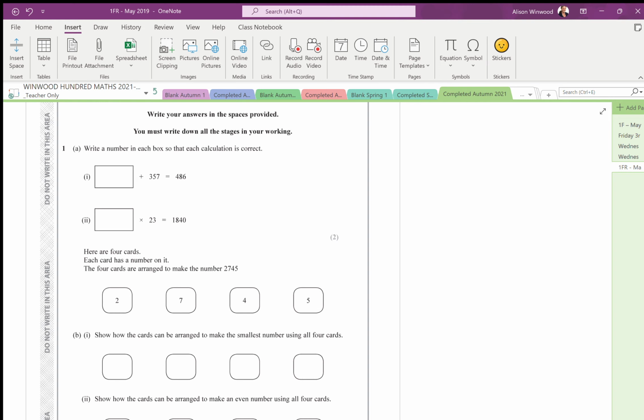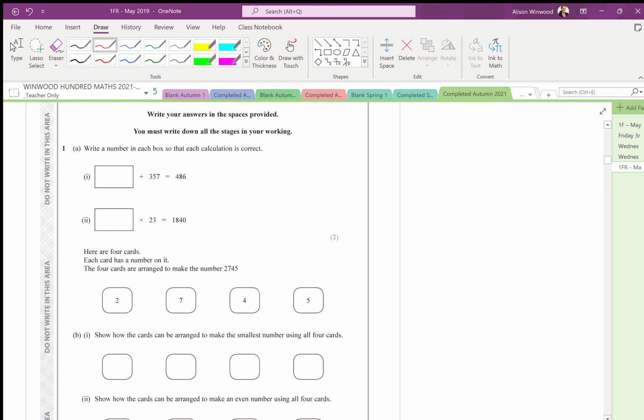So what do we have to add to 357 to get 486? Well, we can do a subtraction to get 129. What do I have to multiply by 23 to get 1840? Well, if I do 1840 divided by 23, I get the answer of 80.